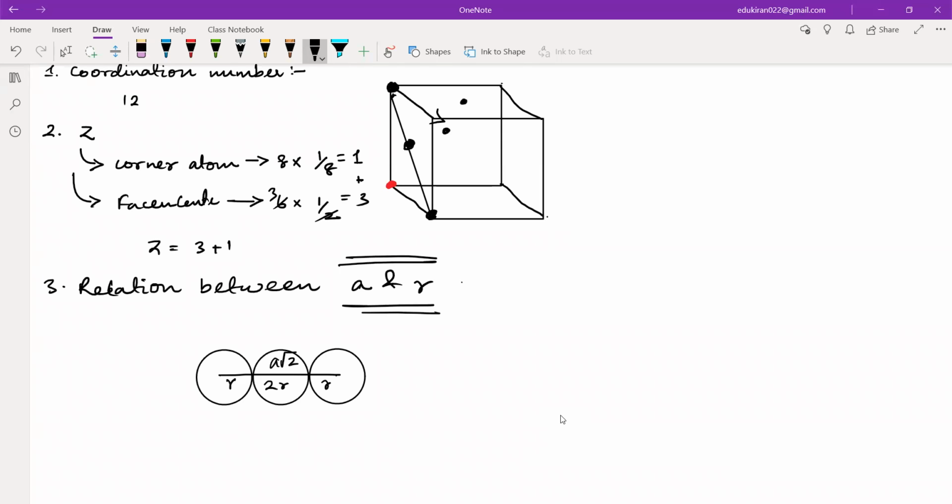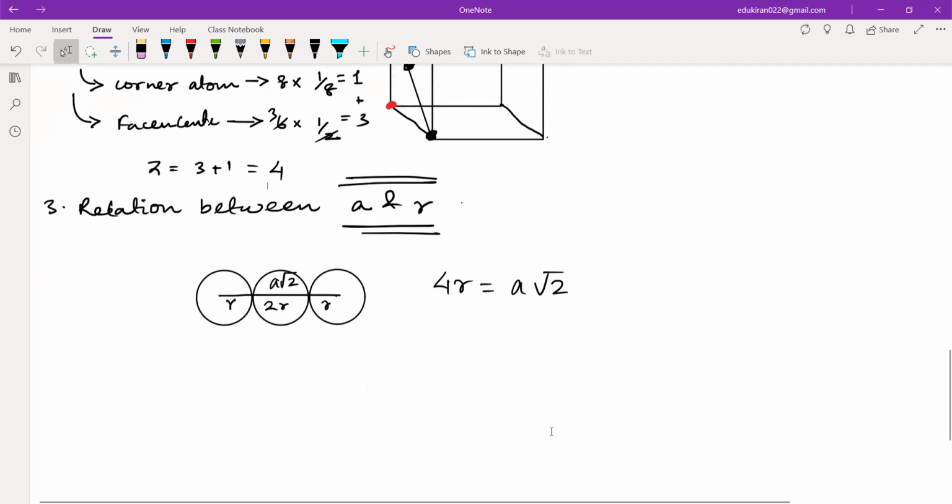Now you guys tell me. We have 4R is equal to a root 2, correct? Yes. Now tell me, here we have 4R is equal to a root 2. This is our relationship between A and R. So the important thing is that you have to look at the atoms that are touching each other. So we have got Z, we have also got the relationship between A and R. Then we are going to find out the packing efficiency.